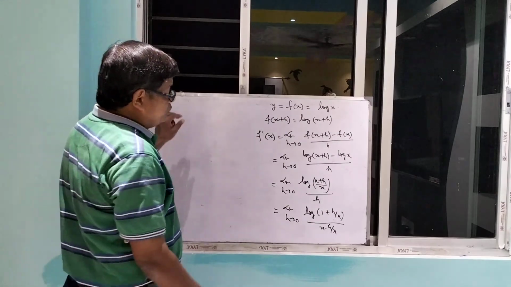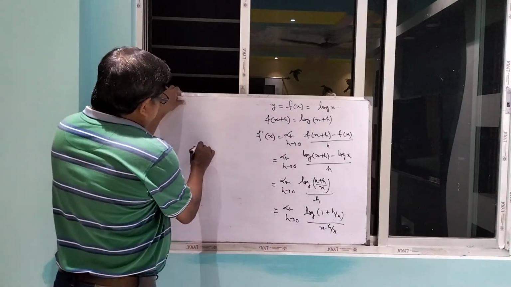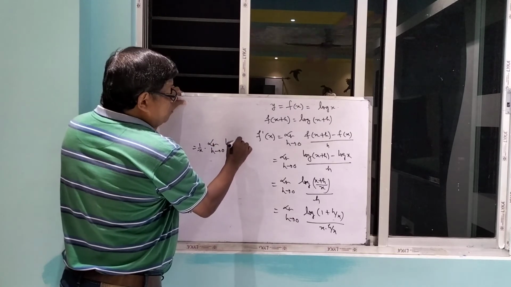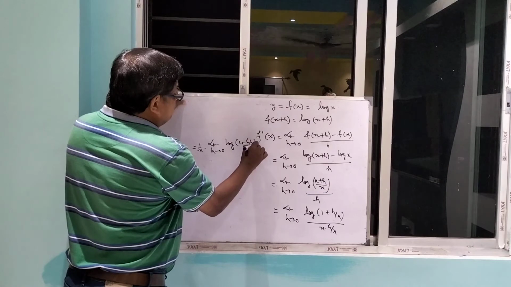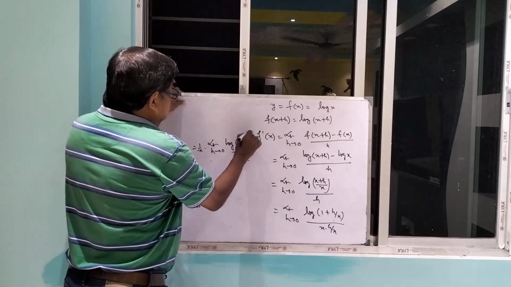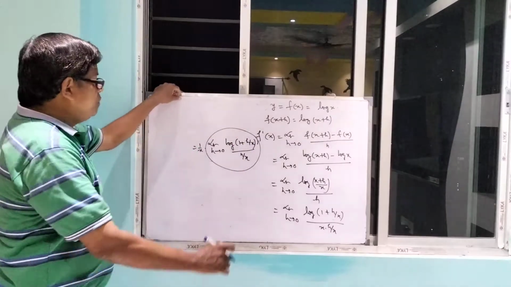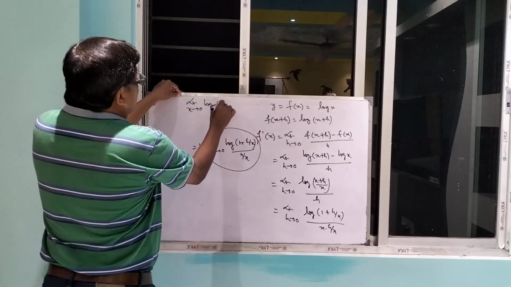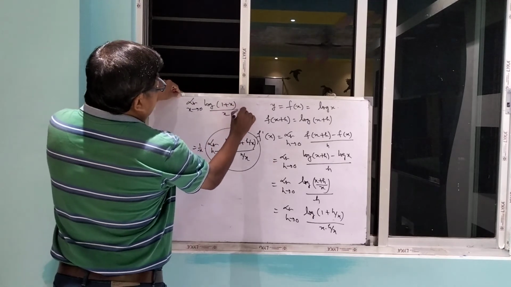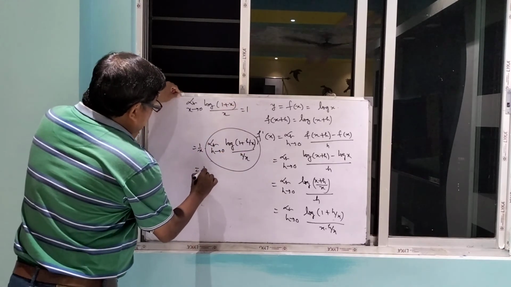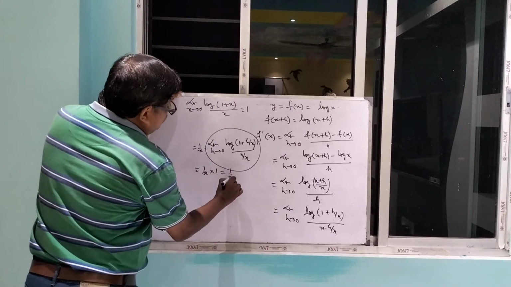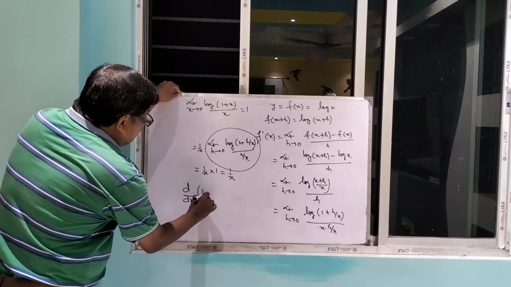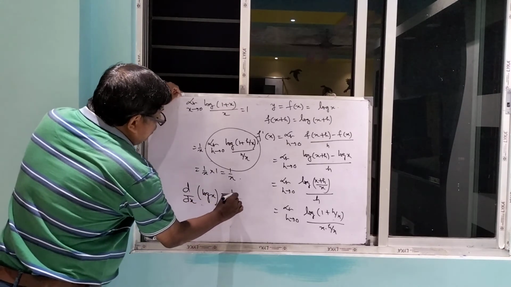Take 1 by x outside. So 1 by x, limit h tends to 0 of log of 1 plus h by x, by h by x. This value will be 1. All of you know that the limit x tends to 0 of log of 1 plus x by x has value 1. So it will be 1 by x into 1, that is 1 by x. So we are getting d/dx of log x equal to 1 by x.